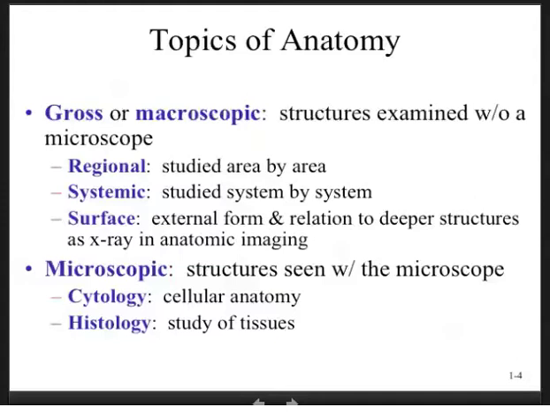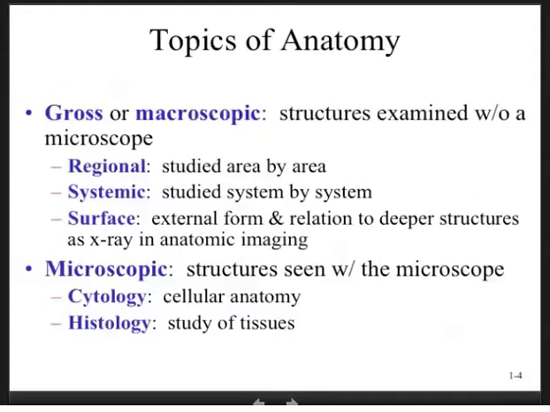Systemic would be looking at different body systems, okay, things like the endocrine system, where we would examine the anatomy of the endocrine organs, such as the hypothalamus, the pituitary gland, the adrenals, the thyroid, the thymus, the pancreas, the gonads, and so on.